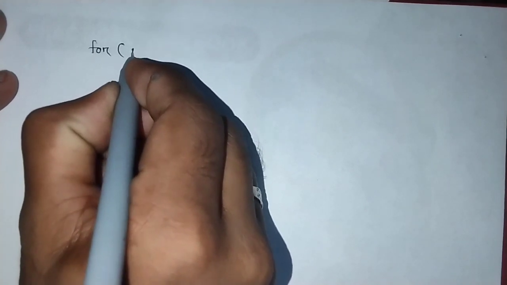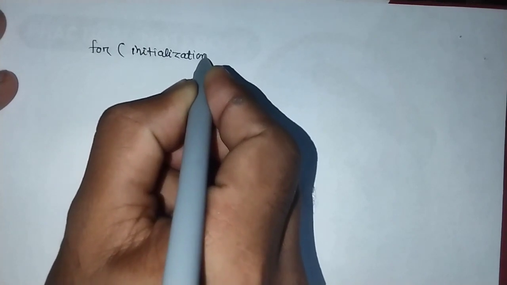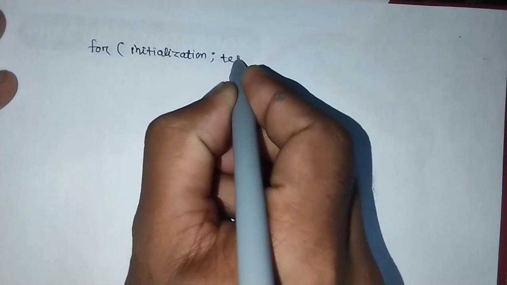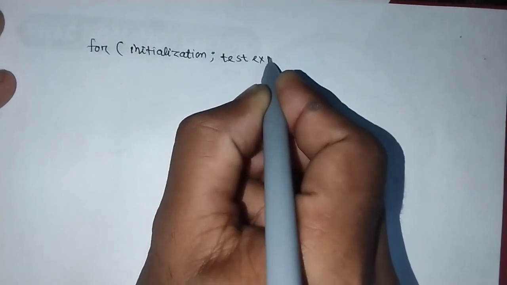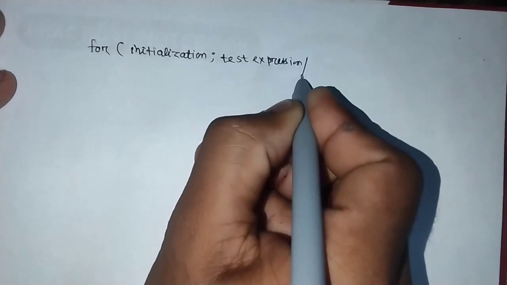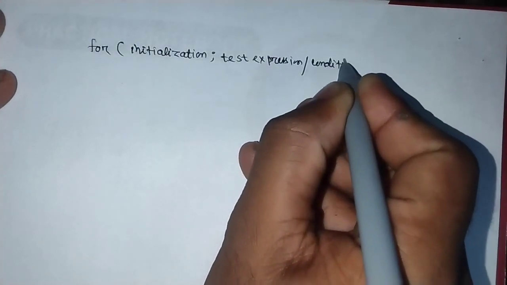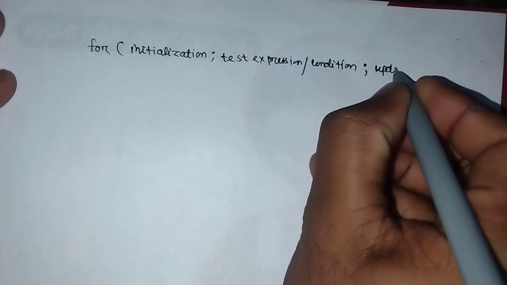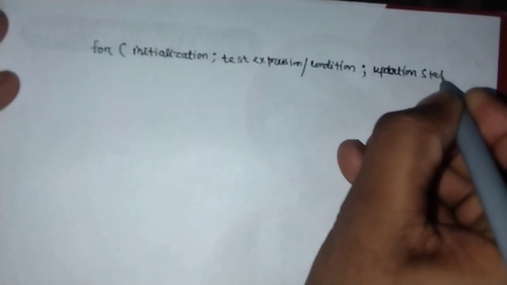In the for loop, you have seen that there is the initialization statement, then the test expression, or condition you may say, then after a semicolon comes the updation or decrement. Okay.